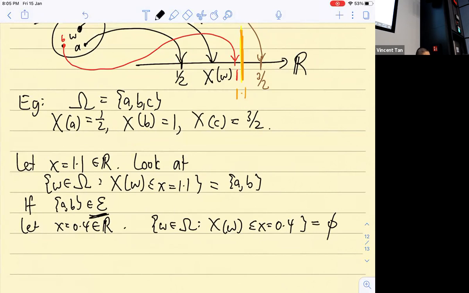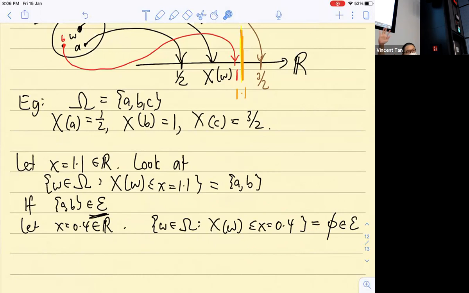Now, empty set is an event. We proved that. This is an event. So actually at the point 0.4, we have checked that X(omega), the random variable, still satisfies some conditions that it's a random variable. But we need to sweep through all possible values of X to check whether the resultant pre-image set belongs to E or not. We need to run through all possible values of X. But oftentimes we don't need to do this. But this is the formal definition of random variable.